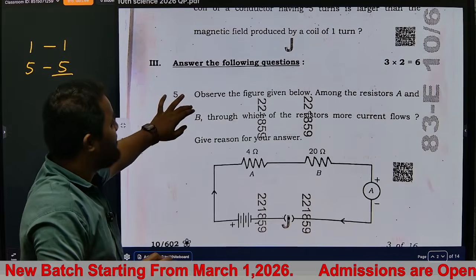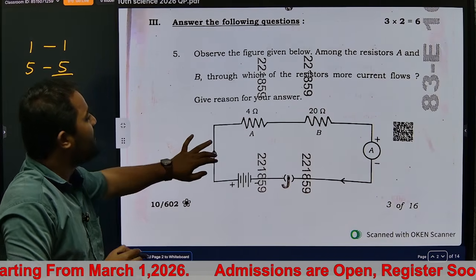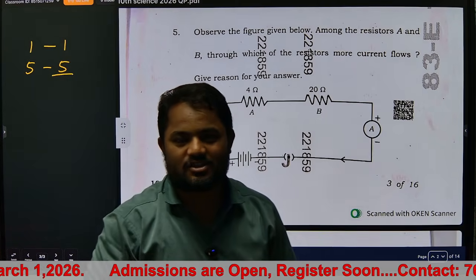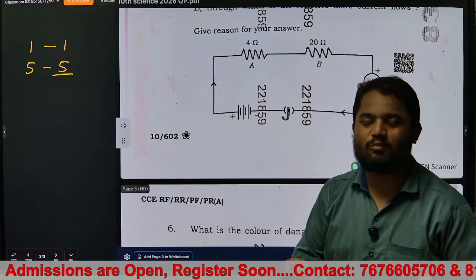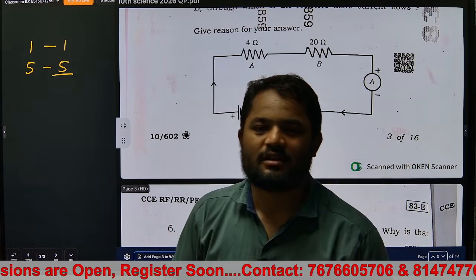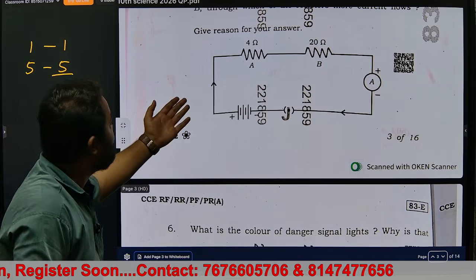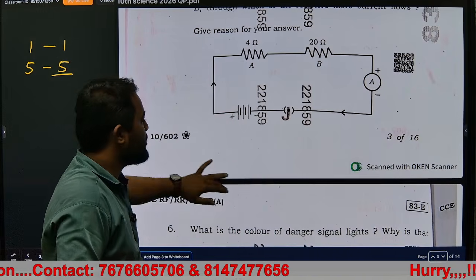Okay. Next, observe the figure given below. Among the resistors A, B, through which resistor does more current flow? Give reason for your answer. They have connected the resistors in series. You know that in resistors connected in series, the current remains the same. That's why in the resistors 4 ohm and 20 ohm, the current remains the same. You have to justify your answer.